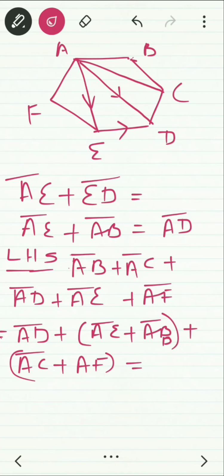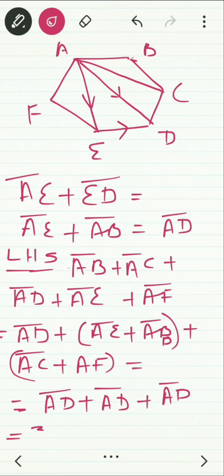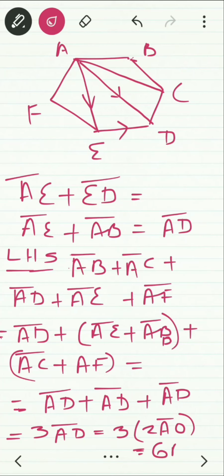Now we just saw that AE plus AB becomes AD. Similarly, AC plus AF also becomes AD. So we can say that it becomes AD plus AD plus, once again, the same quantity, which is 3AD. This actually becomes 3 into twice of AO, because O is the midpoint of AD also, and thus the answer becomes 6 AO. Thus we get what we had to prove.